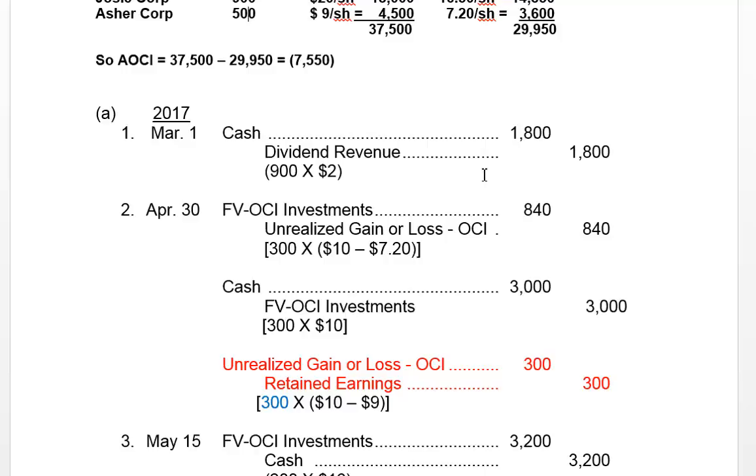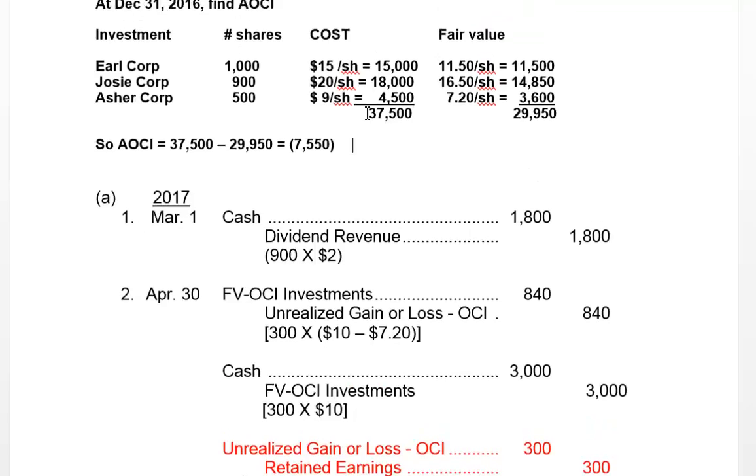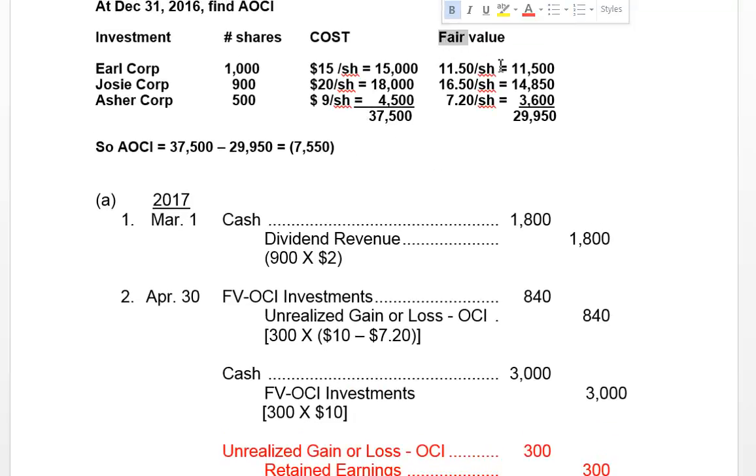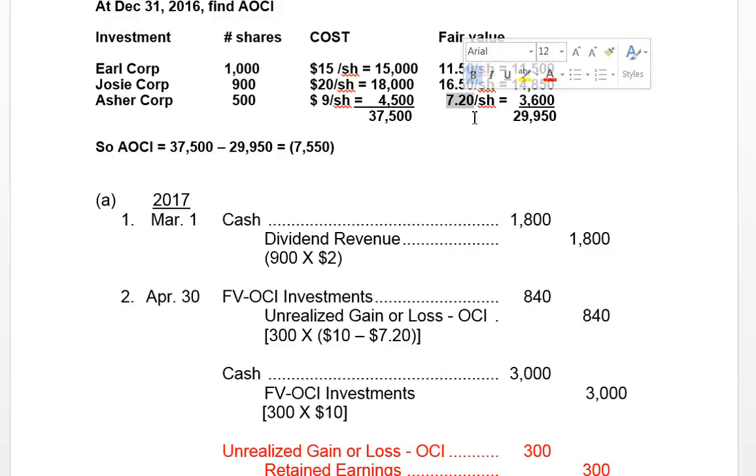Well, first of all, we know that the fair value of those shares at the end of 2016 was $7.20. So we would have made a journal entry at that time to adjust the value of the shares to $7.20. Well, guess what?